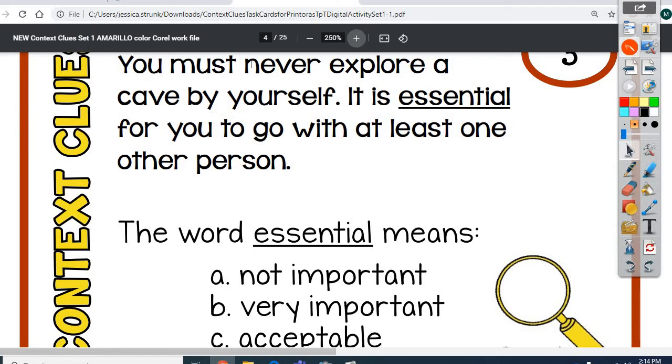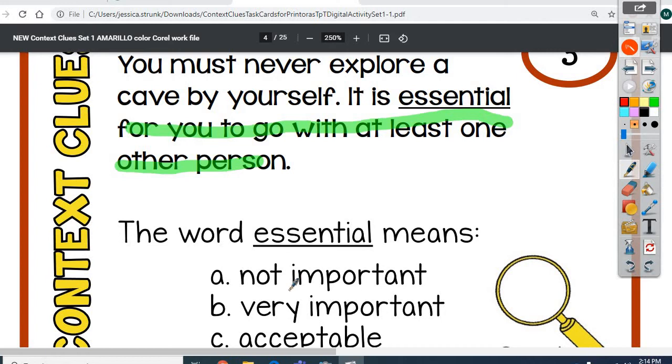Alright, so it says you must never explore a cave by yourself. It is essential for you to go with somebody else. And I bet they want you to go with somebody else because if you're in a cave and something happens, if somebody else is there, they could go for help, right? They could help you. So, do you think essential means you're not important, you're very important, or you're acceptable, which just means okay?